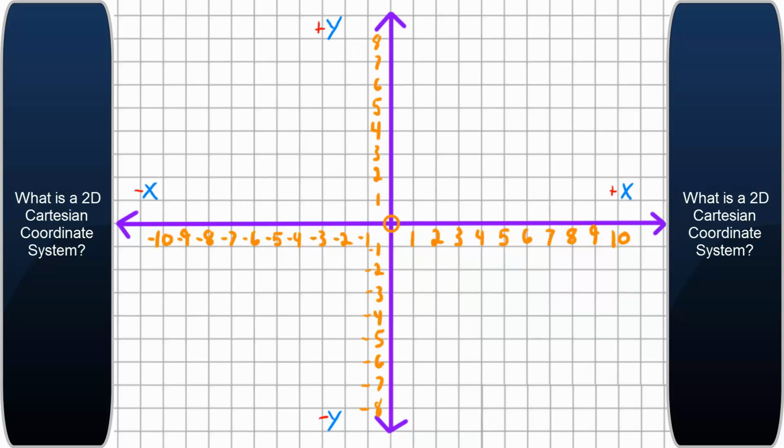What is a 2D Cartesian coordinate system? A 2D Cartesian coordinate system is used for many things. For instance, it's used for plotting out lines or quadratics, just to name a couple of things. With that said, let's look at some of the attributes of a Cartesian coordinate system.